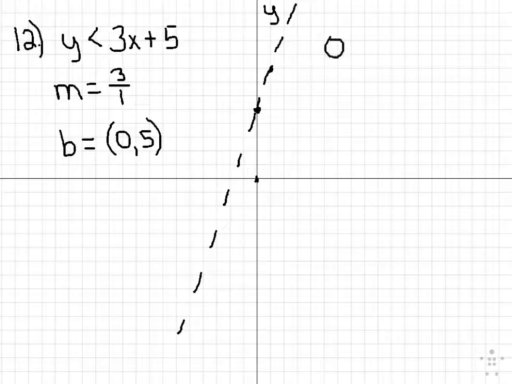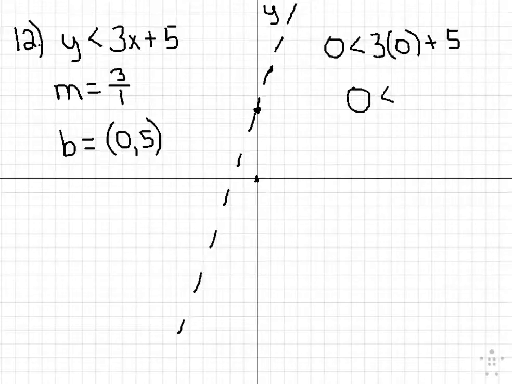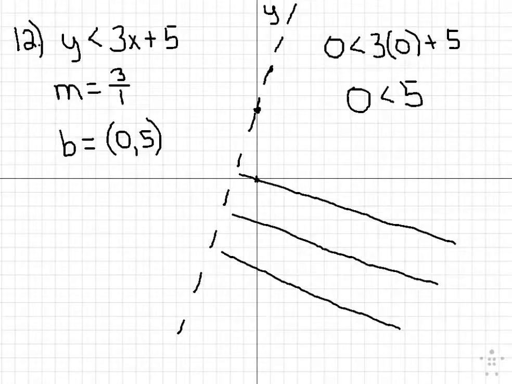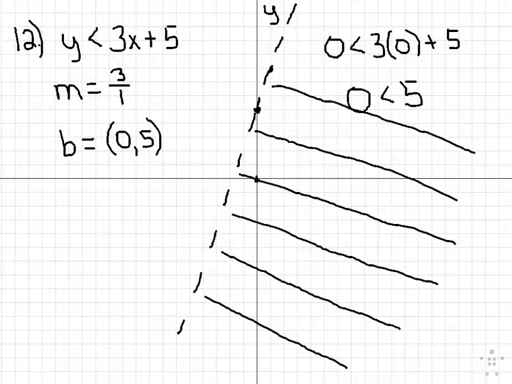And I say, alright, is 0 less than 3 times 0 plus 5? Well, this is 0 is less than 5. Is 0 less than 5? Yes. So (0, 0) does work. So everything on this side of that line will satisfy the inequality. They're all solutions. Okay. So that's your answer to question number 12.